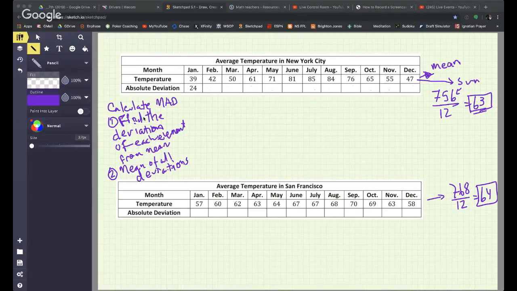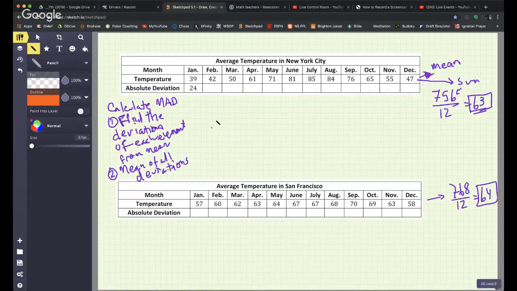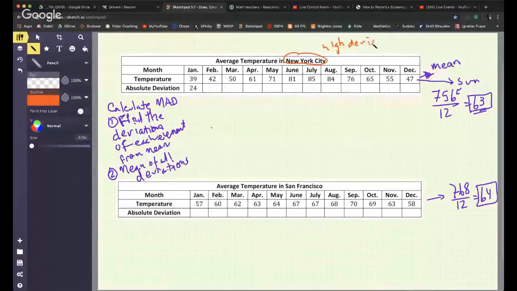Okay, so we're going to find the deviation of each element from the mean, and then we're going to, let's see, what color should we use here? Let's use orange. Okay, and then we're going to calculate the mean average deviation, and it's going to give us this number that's going to show you that New York City, remember, has a high deviation.